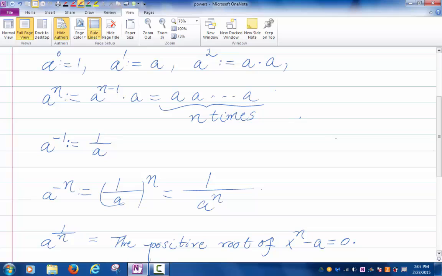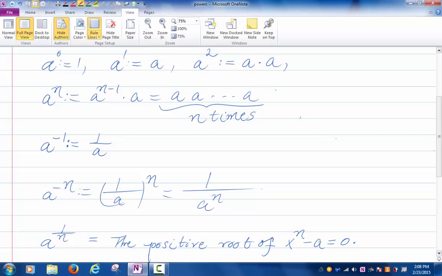What does it mean to raise a to a negative integer? So what is a to the negative 1? A to the negative 1 means 1 over a, 1 divided by a. What does it mean to raise a to negative n? It means 1 divided by a to the power n, or 1 over the nth power of a. Okay, so that's the meaning of a to the negative n.